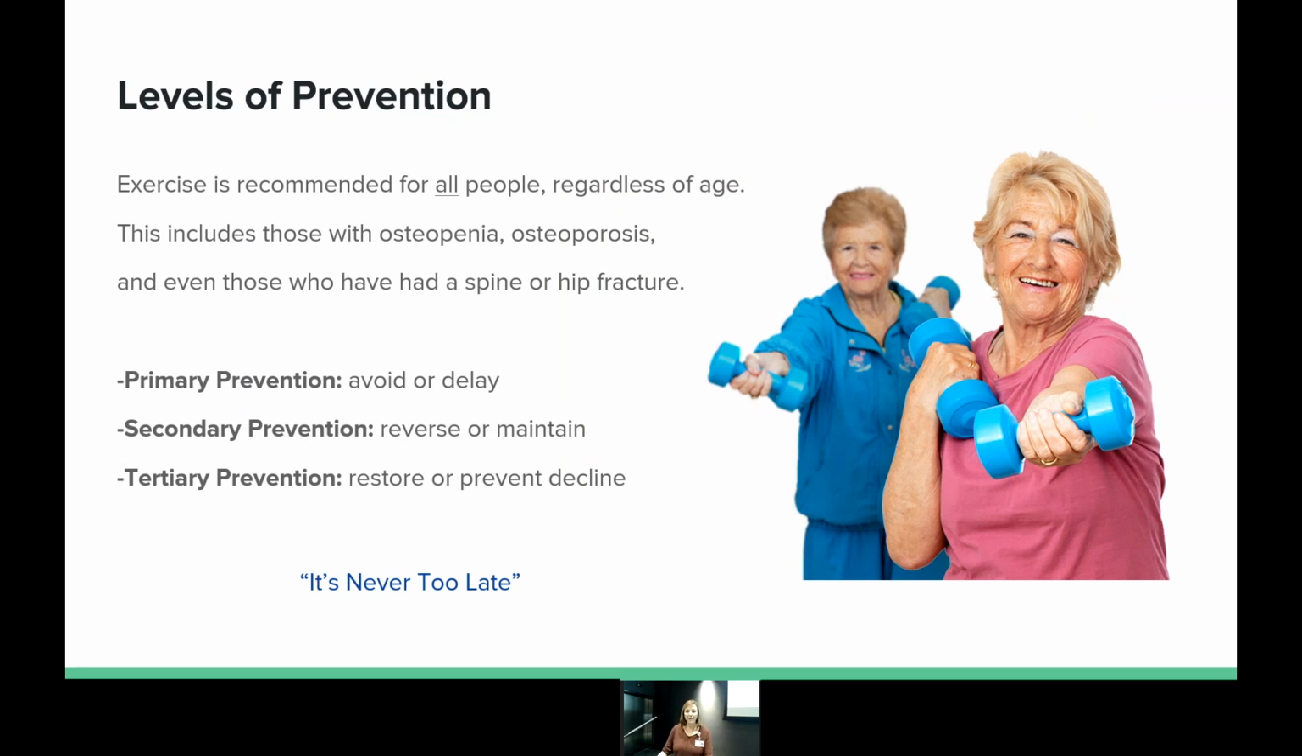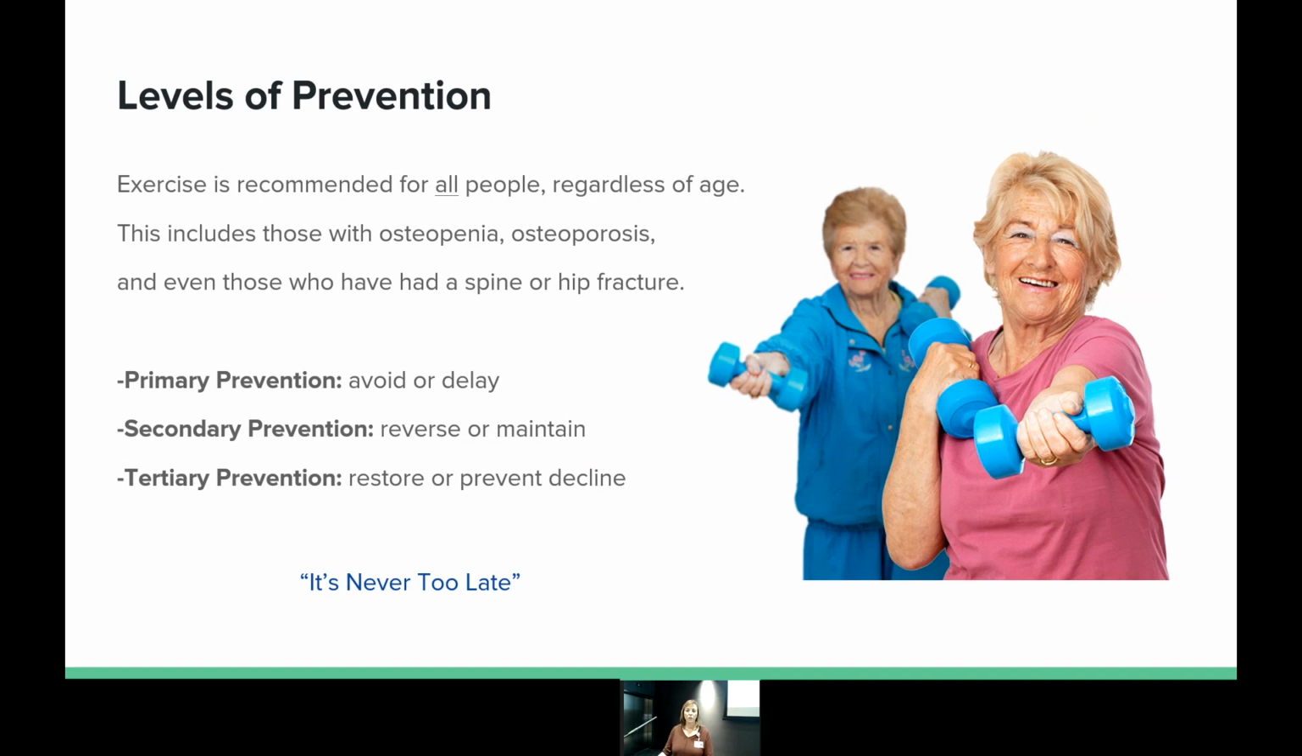While starting with healthy bones is important, exercise in older adult years can also help us maintain and improve our bone health. Exercise is recommended for all people, including those with osteopenia, osteoporosis, and even those who have a fracture of their hip or spine. In our work as physical therapists and healthcare providers, we tend to focus on 3 different levels of prevention, and they're called primary, secondary, and tertiary prevention.